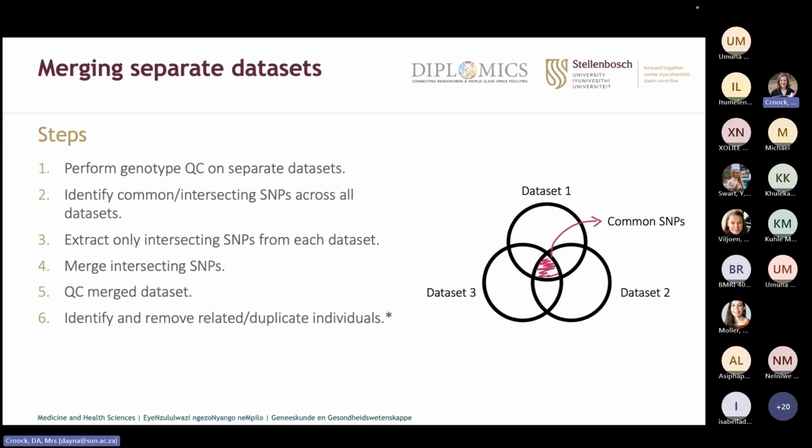But I put a little asterisk next to it because it depends on what the next step is. If you're doing something like imputation, which we are going to do today, you want to leave in your related individuals because that actually improves the accuracy of your imputation. But if you're performing something like admixture, you're going to want to take them out. So we're just going to leave them in for now. And then removing related individuals will be Yolandi's problem tomorrow.